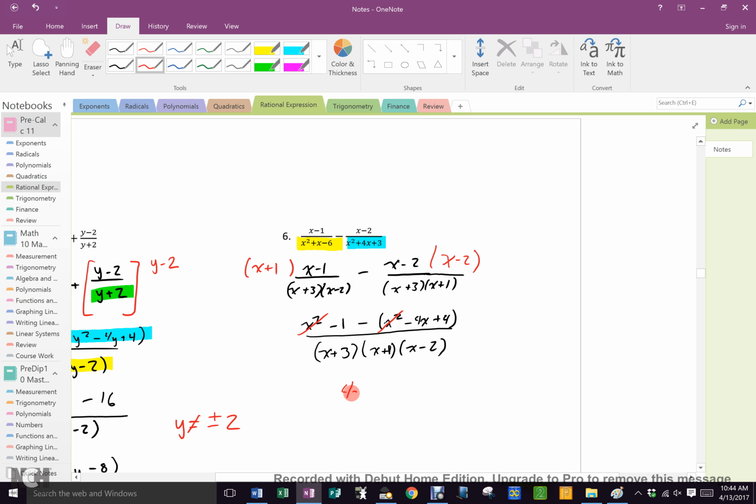And what's negative 4? Positive 4. So I get 4x minus 5 over that bottom, x plus 3, x plus 1, x minus 2. Is there any more factoring and or canceling? No. So we're done. Except what? X can't equal what? 2, negative 3, negative 1. Is everybody good? Okay.